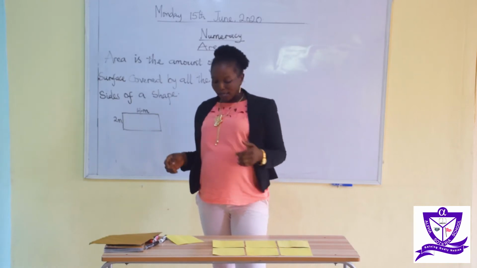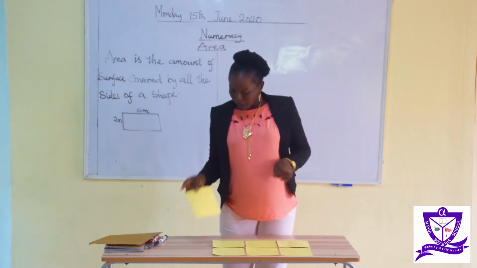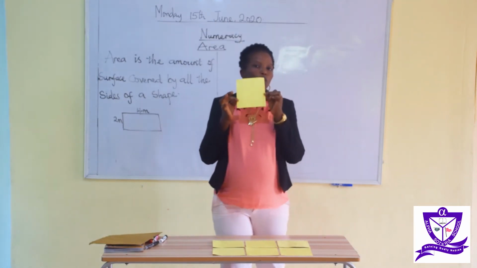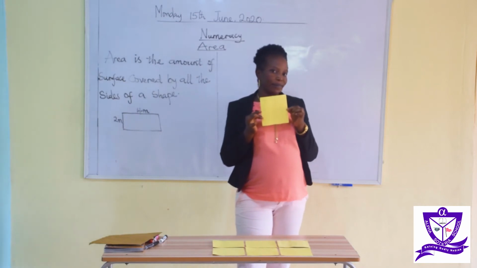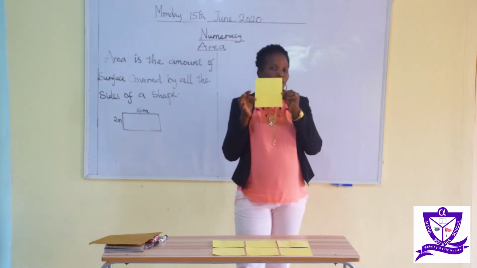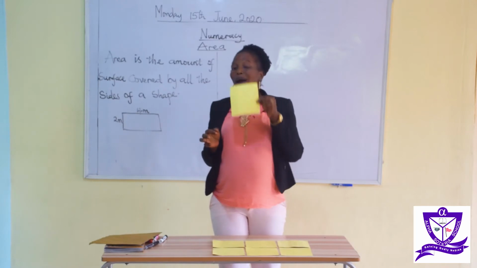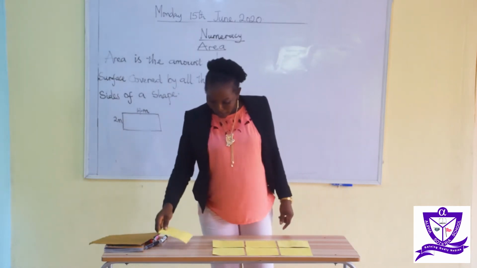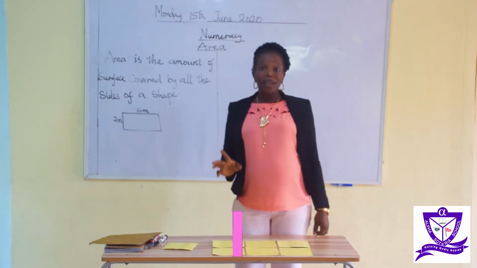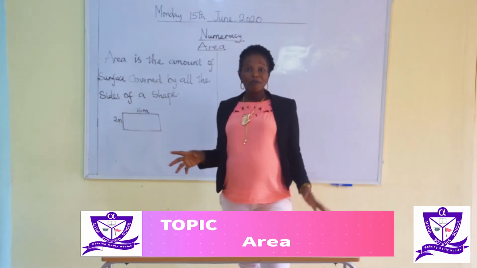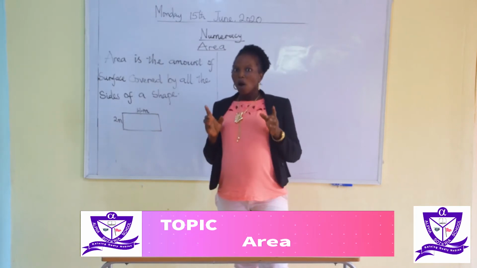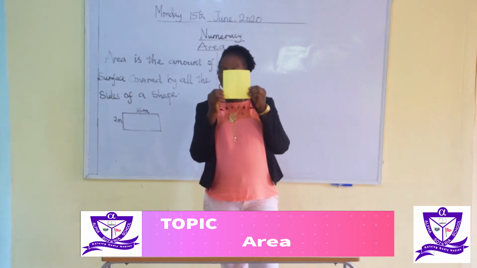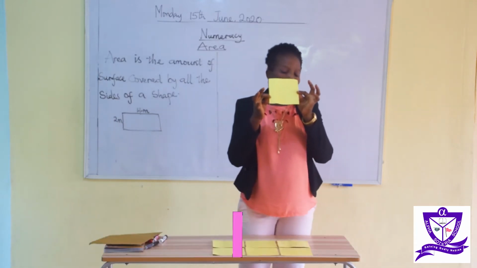So for today's class, we are going to be using something. This is what? A tile. Now this tile is 1 square meter. This tile is 1 square meter. So we're going to be using tiles to calculate area for today. Looking at what I have here, don't forget that area is the amount of surface covered by all the sides of a shape. Don't forget that this tile is 1 square meter.